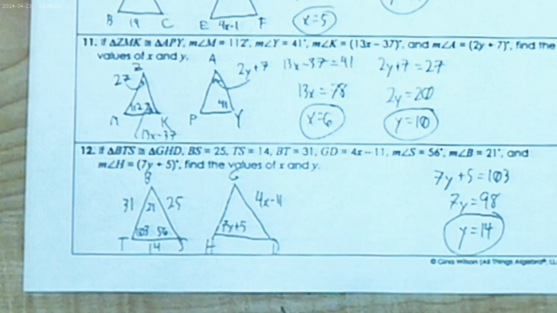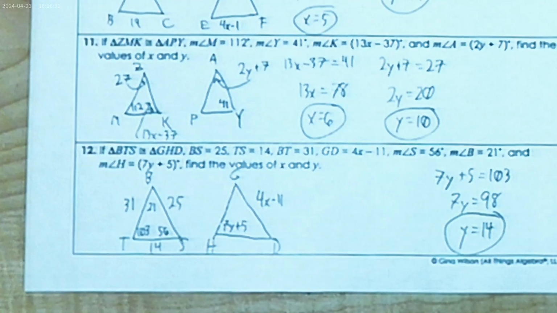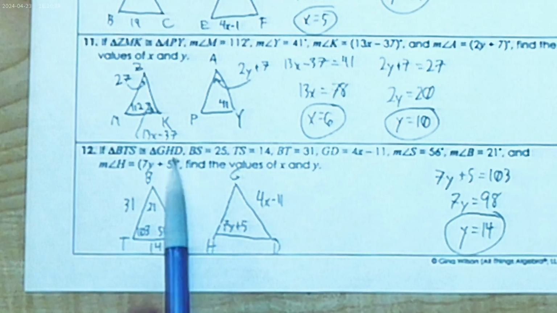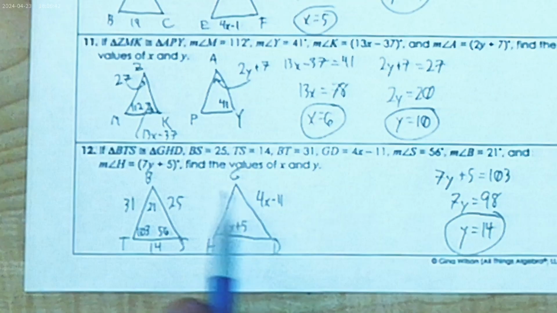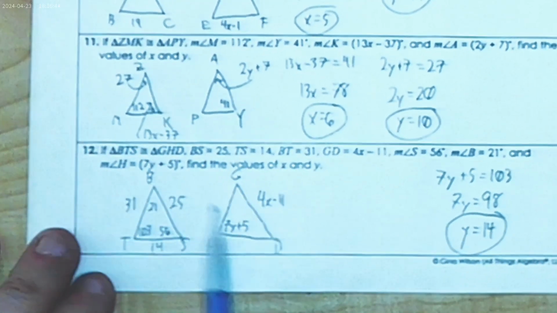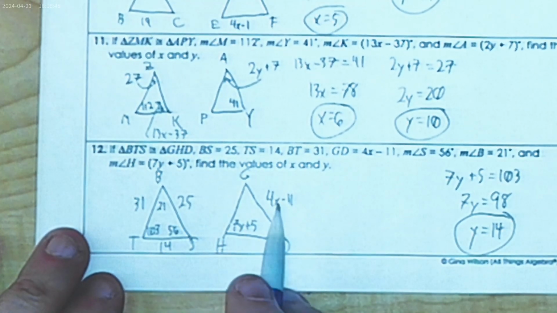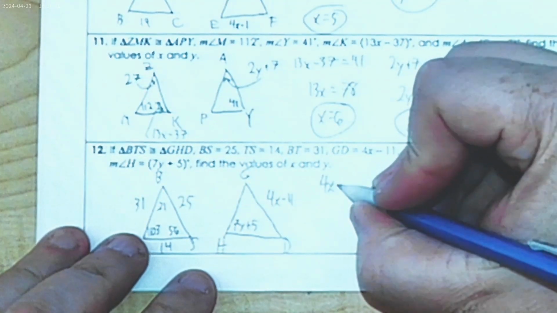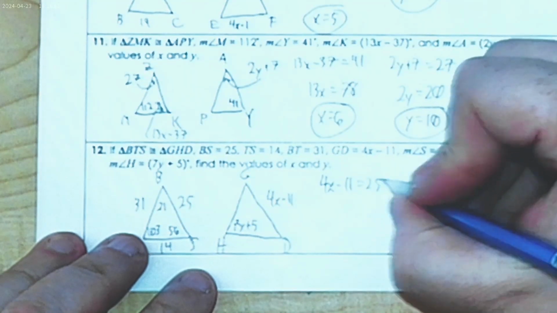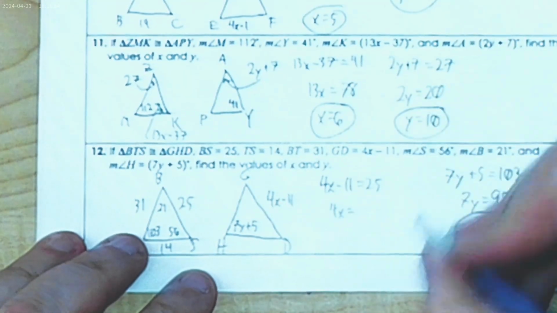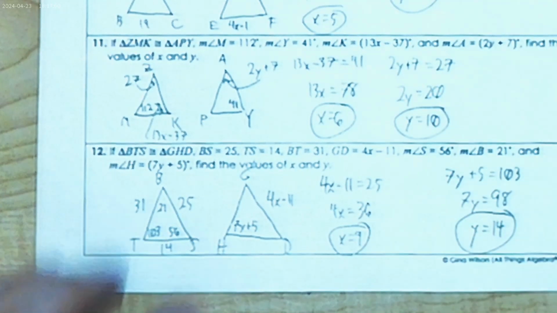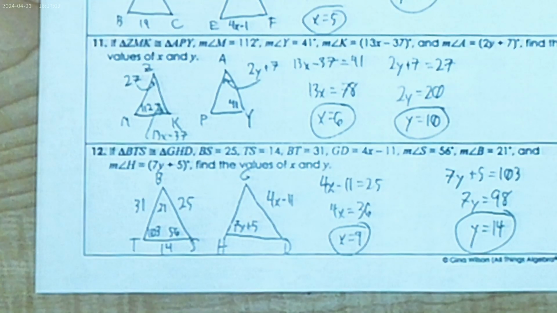So now I've got to solve for x. Since I drew my triangles correctly in regard to the congruent statement, I see that I just have to map side GD to side BS and set those equal to each other. So 4x minus 11 equals 25. So 4x equals 36. x equals 9. And there we go. That is how you solve for x and y.